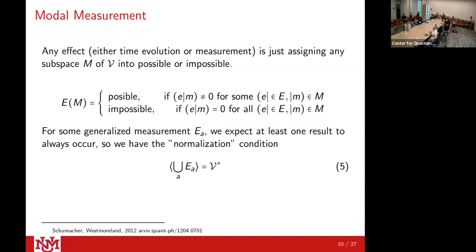So here, it looks like it's possible if the one inner product is non-zero. Correct. But what if I have 2 and they kind of cancel out? Well, that would be 0 then. That would be impossible. Right, yeah. Okay.